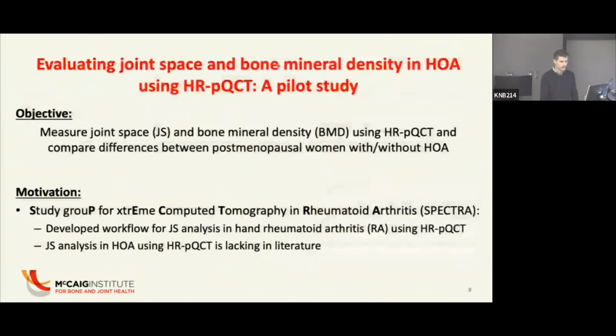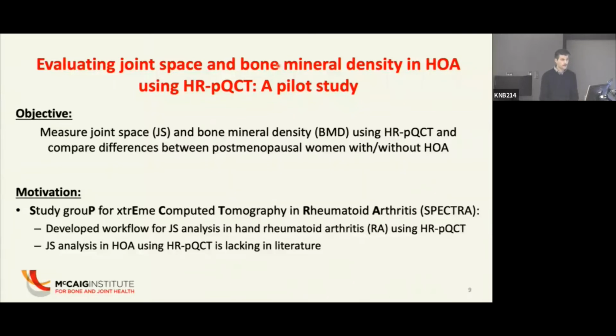So I'm going to go through three studies now. First being a pilot study that we performed looking at hand osteoarthritis and evaluating joint space parameters and bone mineral density using that high resolution scanner I mentioned earlier. And the objective of this study was to look at some of the joint space and bone mineral parameters using HR-pQCT in a cohort of osteoarthritic women and healthy age and sex matched controls.